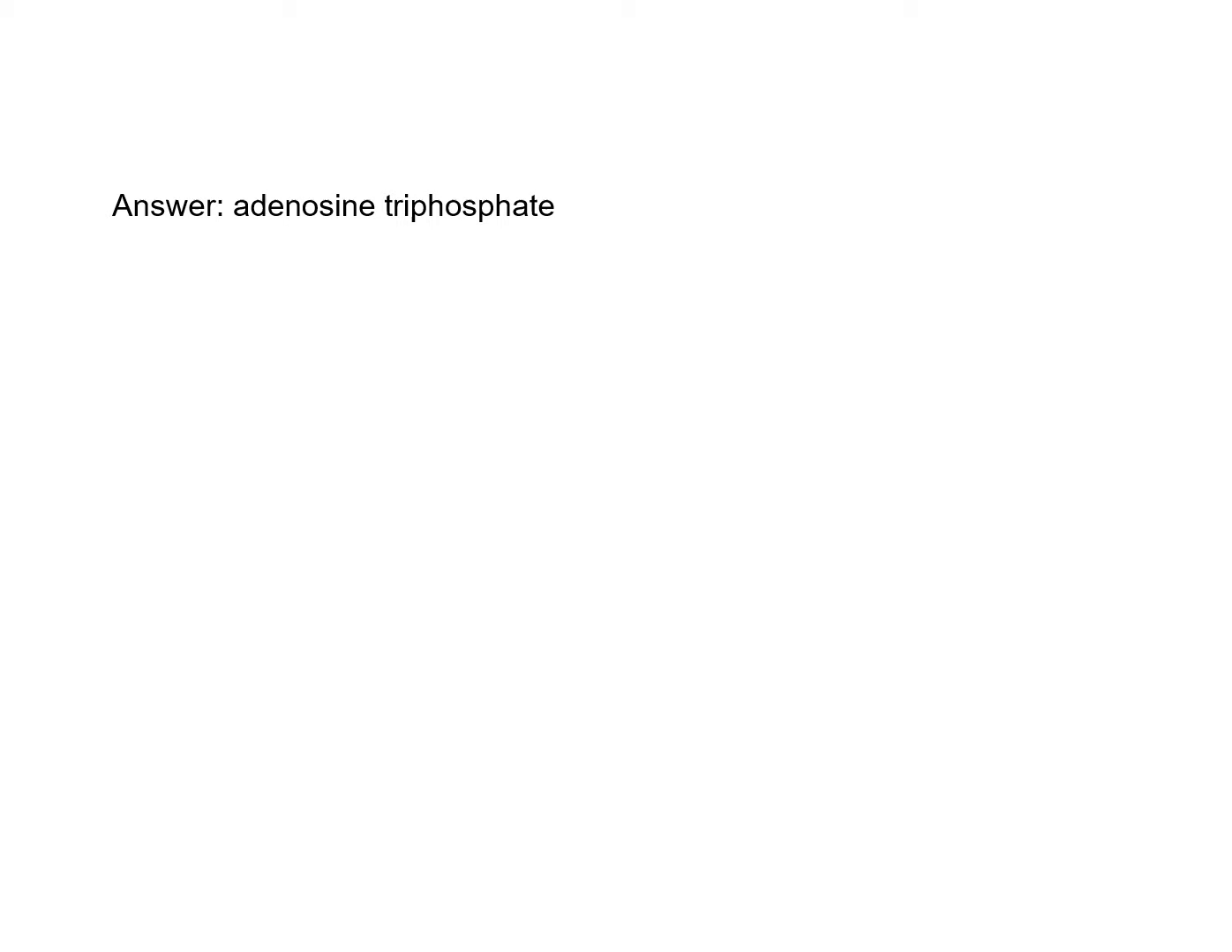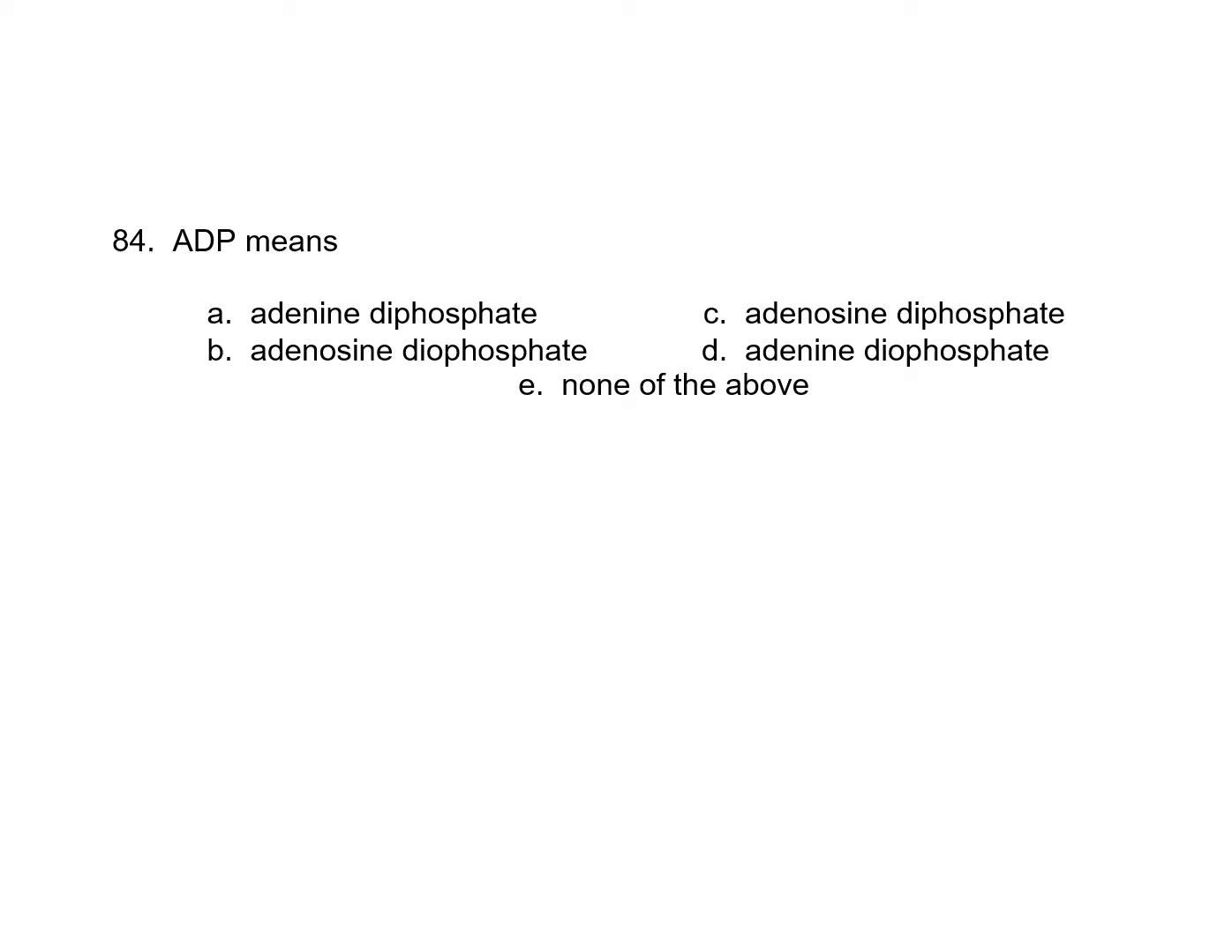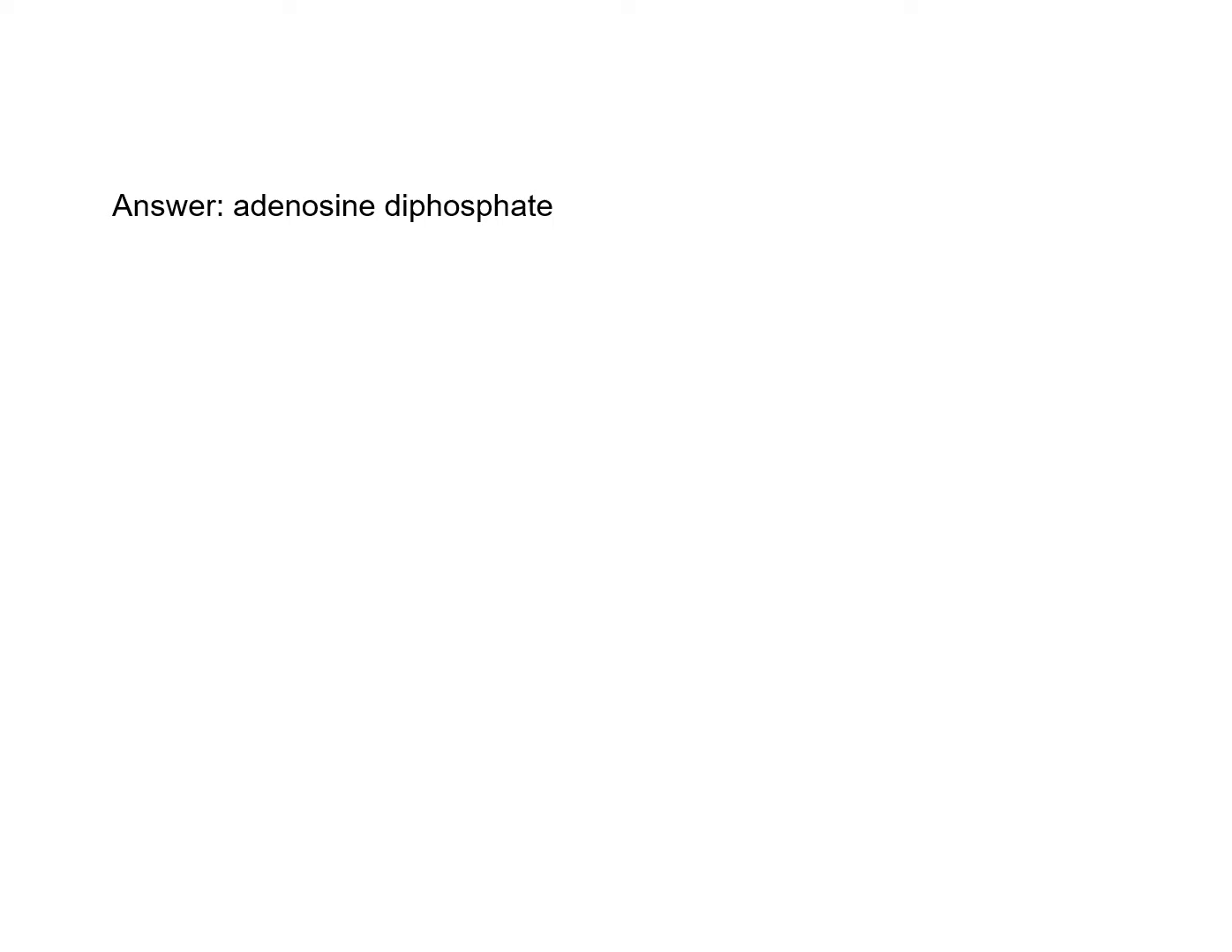Number 84. ADP means A. Adenine diphosphate, B. Adenosine diphosphate, C. Adenosine diphosphate, D. Adenine diphosphate, E. None of the above. The answer is adenosine diphosphate.